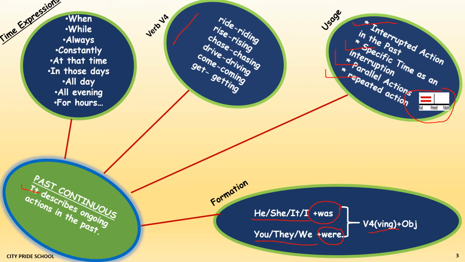For time expressions, these are the words that are used as time expressions in past continuous: when and while, always, constantly, at that time, of course, in the past, then in those days, all day, all evening, for hours, etc. So, this you will understand better in the next slide. I have included examples for time expressions and to understand the usage of past continuous.